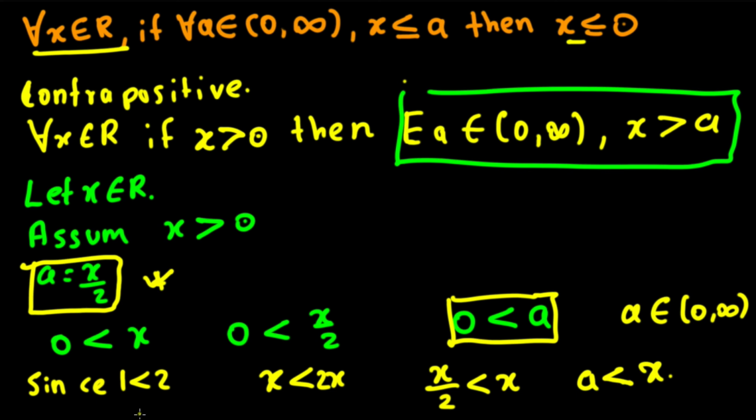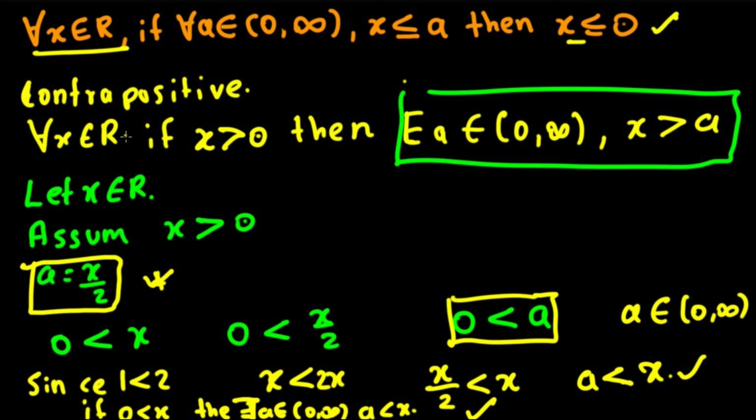So we know that if 0 is less than x, then there exists an a that belongs to 0 to infinity such that a is less than x. This is what we want to prove. We want to prove that contrapositive. If the contrapositive is proved, it means the statement is also proved, because the contrapositive and the original statement always mean the same thing. So if we can prove the contrapositive, it means we also prove the original statement, and that's how we do that. I hope this helps.